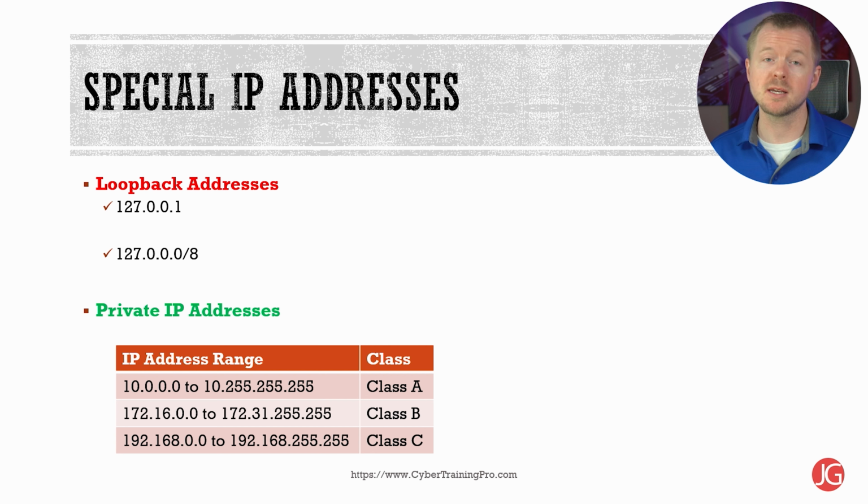Private IP addresses that are documented in RFC 1918 are addresses that routers will never route directly to the internet. You can see the private IP addresses here on the screen. All other IP addresses are public IP addresses.